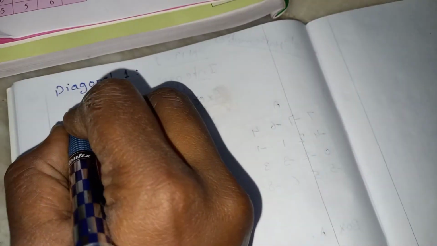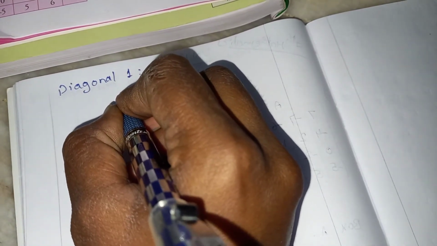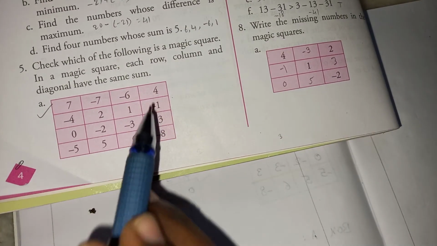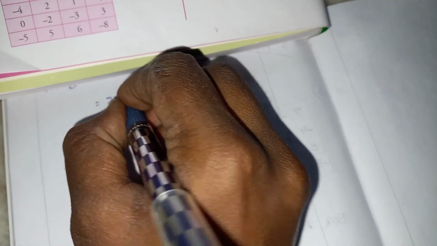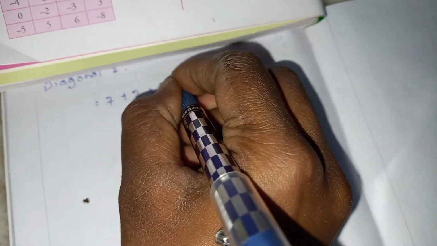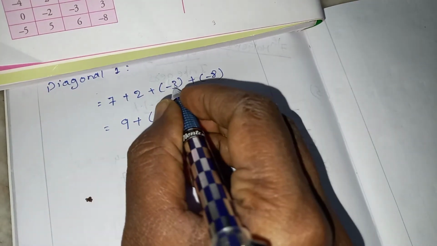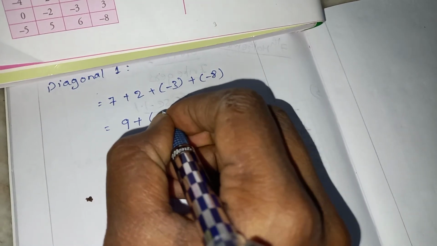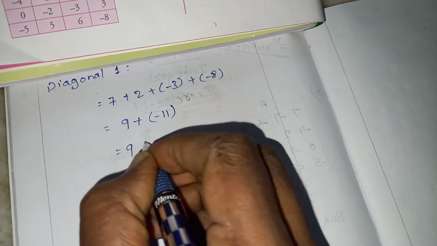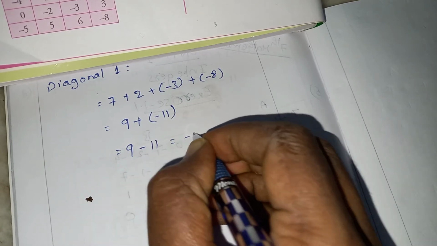Diagonal 1, the first diagonal. Please look at the textbook. What are the numbers in the first diagonal? Diagonal means crosses. This is one diagonal and this is another diagonal. 7 plus 2 plus minus 3 plus minus 8. Let us calculate this here itself. 7 plus 2, 9, plus 3 plus 8, 11. Again plus into minus, minus. 9 minus 11 means minus 2.